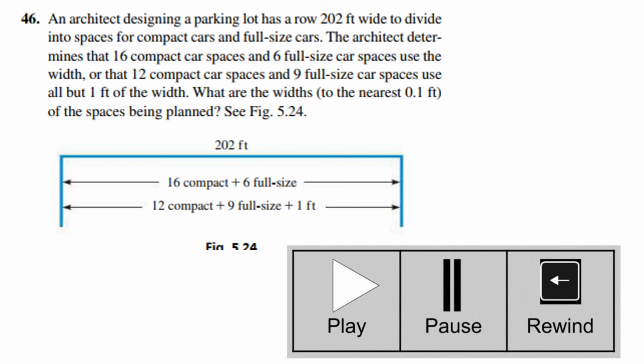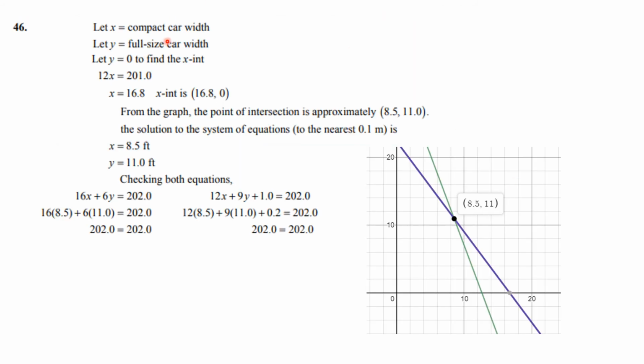Let's see how you did. We let X be the compact car width and Y be the full-size car width. So this is the first equation. This is the second equation. We graph both of those equations on the same axis, and we see they intersect at about 8.5 and 11. It turns out this is exact, and so that means that the compact width is 8.5 feet and the full-size car is 11 feet in width.